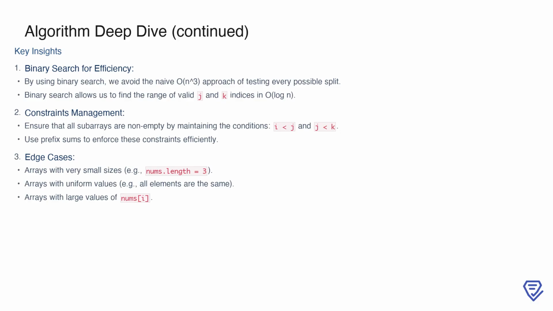The prefix sum array is instrumental here, as it enforces these conditions efficiently. Lastly, we account for edge cases such as arrays with the minimum size of 3, arrays with uniform values where every element is the same, and arrays with very large values. These edge cases help us validate the robustness of the algorithm under different scenarios.